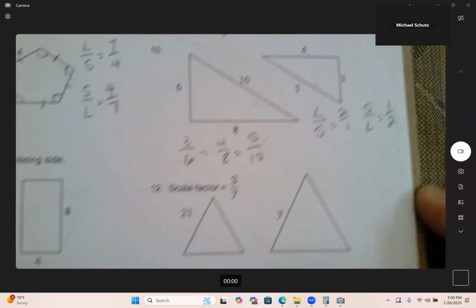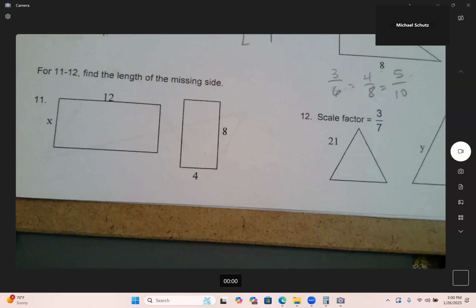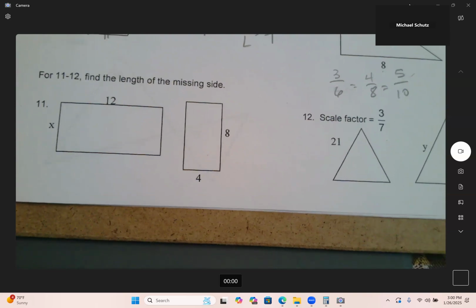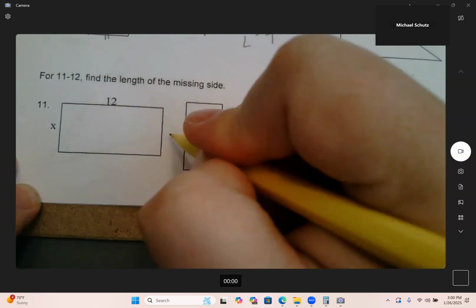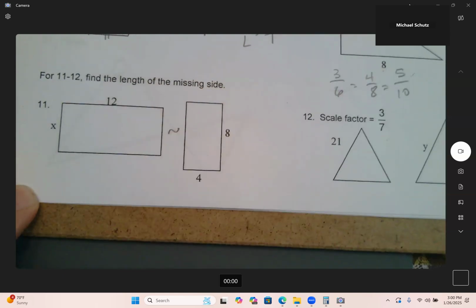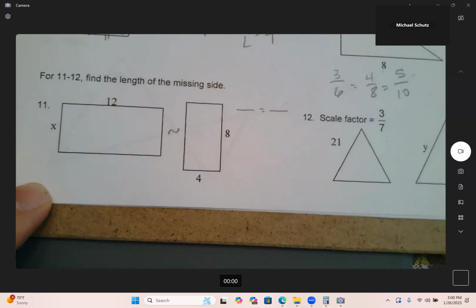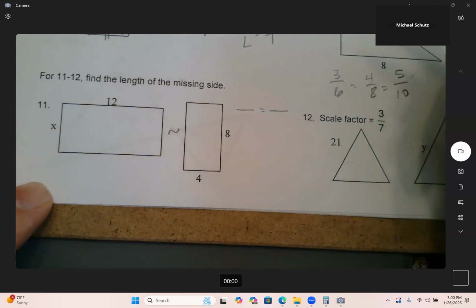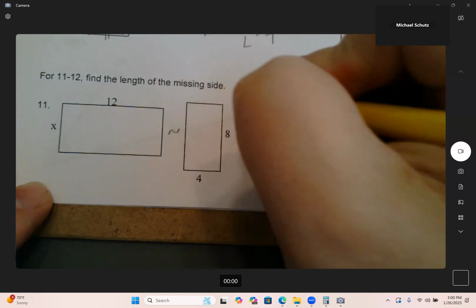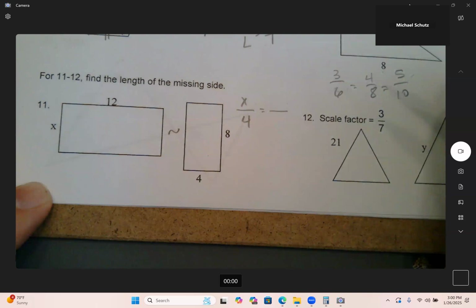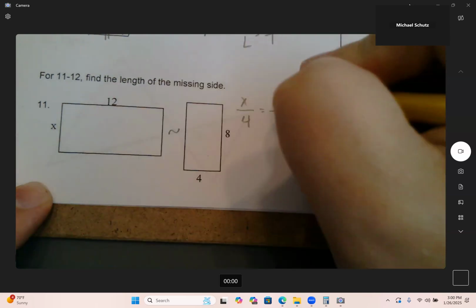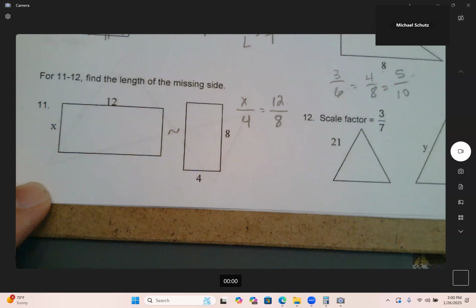Let's take a look at number 11. Number 11, find the length of the missing side. We are assuming that these are similar. They didn't really say they were, but we'll assume that they are. So we've got to match up. The smaller sides are x and 4, and the larger sides are 12 and 8 for these rectangles. So I'm going to cross multiply.